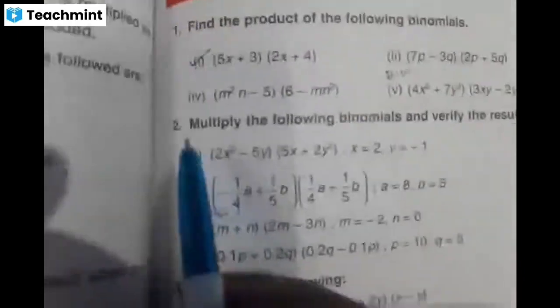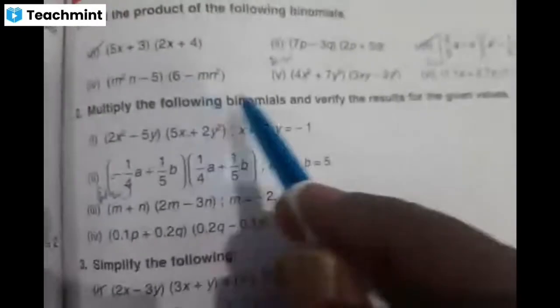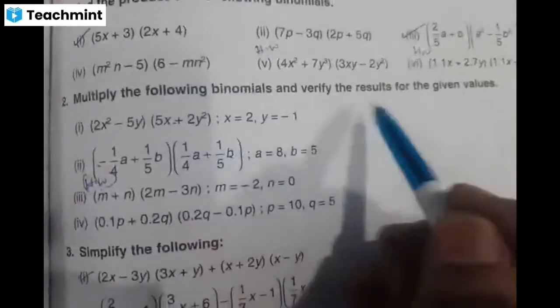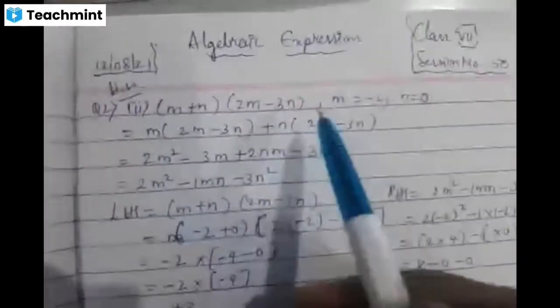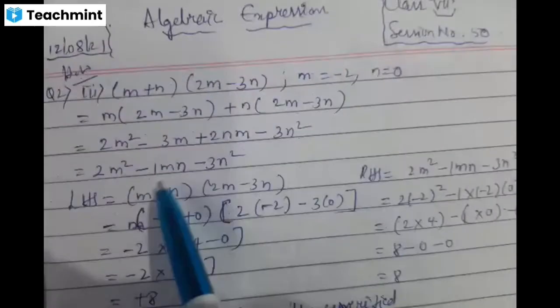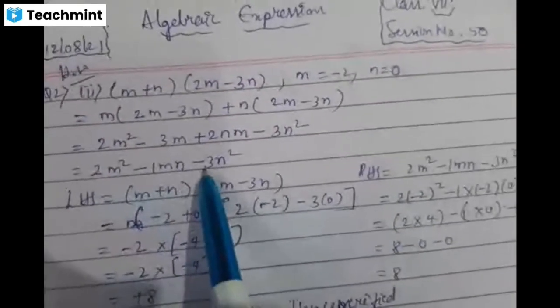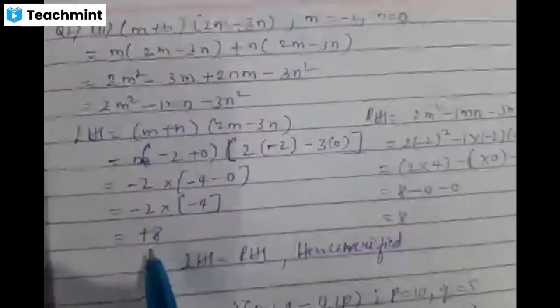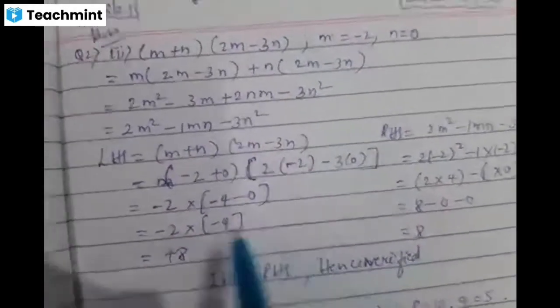Next is in worksheet 3, second main, I had given the homework for third one, that is multiply the following binomials and verify the results for the given values. Here we have to multiply and then the values are given for m and n. We have to substitute by taking the given question as LHS and the answer after we multiply, we take this as RHS. We are going to check whether LHS is equal to RHS.